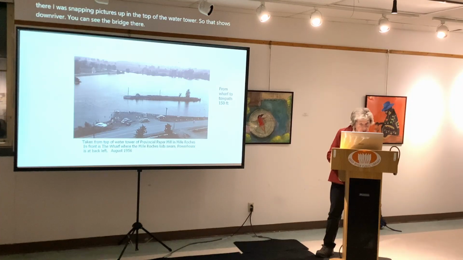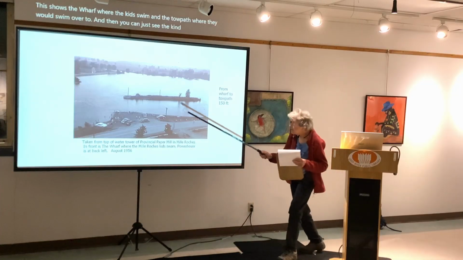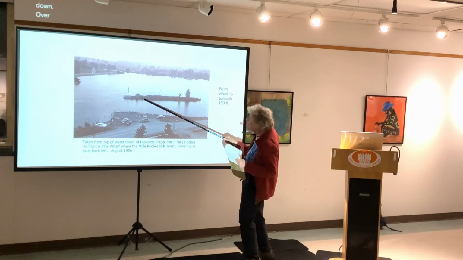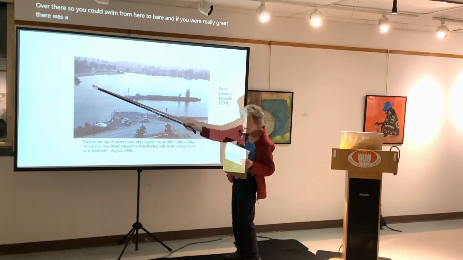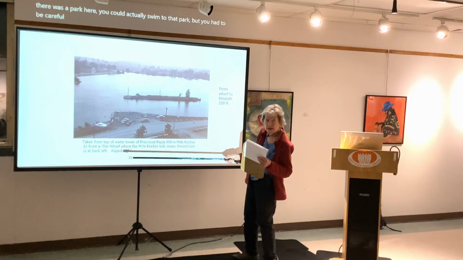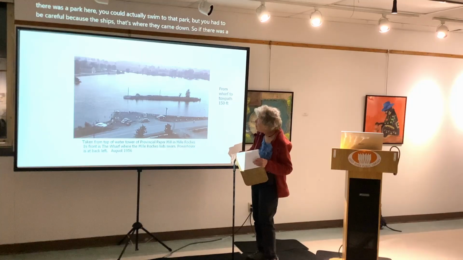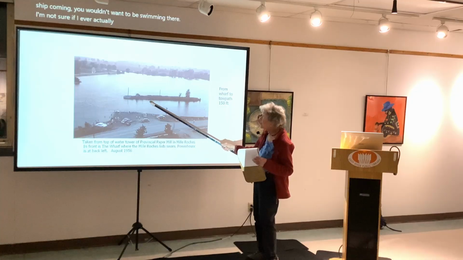This shows the wharf where the kids swim, and the towpath where they would swim over to. And then you can just see, kind of dimly, the power dam over there. So you could swim from here to here, and if you were really brave, there was a park here. You could actually swim to that park. But you had to be careful because the ships came down there. So if there was a ship coming, you wouldn't want to be swimming there. I'm not sure if I ever actually swam over that far, but I certainly did swim to the towpath.